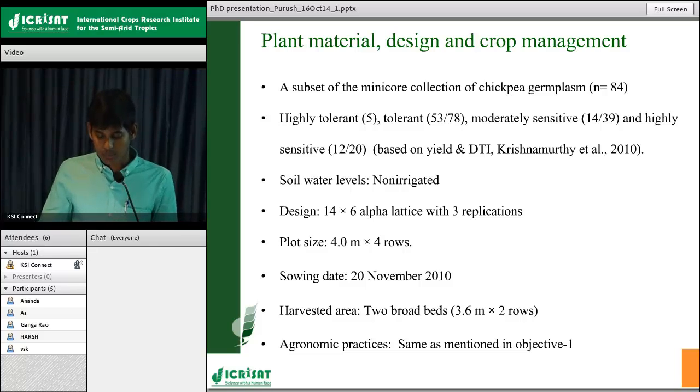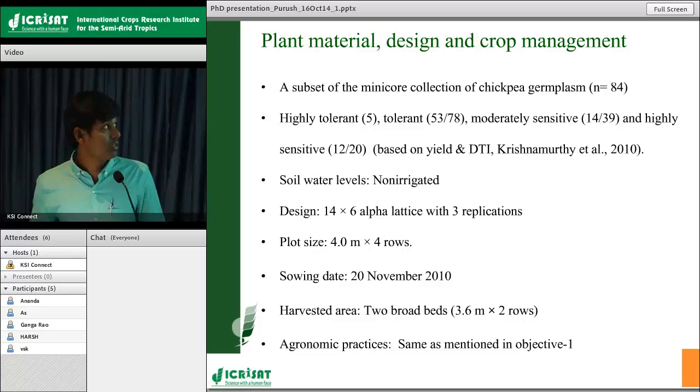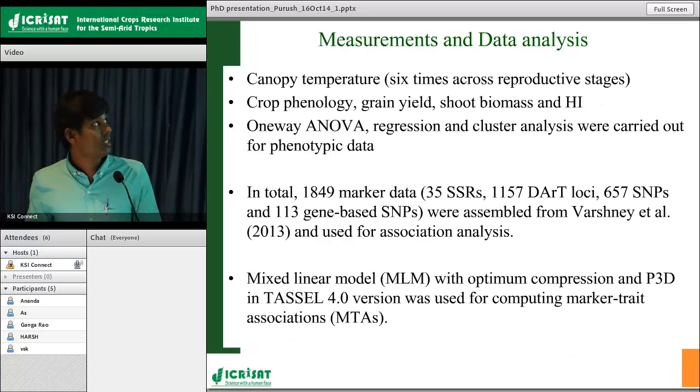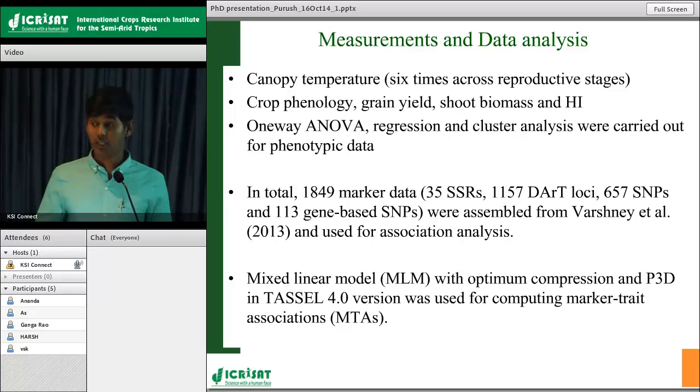single, and the trial was planted in a 14x6 alpha lattice design with 3 replications. The plot sizes were large enough, and the sowing date was 20th November. The measurements carried out in this experiment were canopy temperature, especially at the mid-reproductive stage, crop phenology, grain yield, shoot biomass, and harvest index.